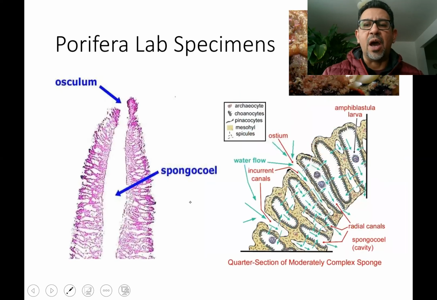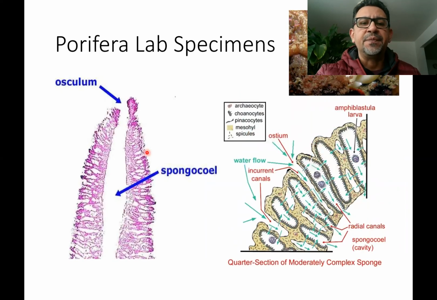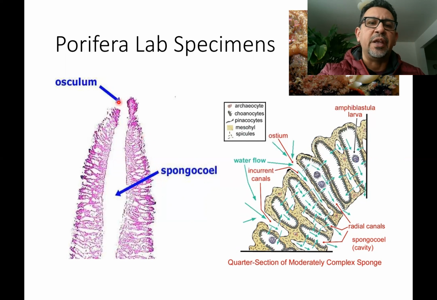In lab, one of the sponges you studied is this one known as Grantia. And Grantia shows the features about sponges we studied. For example, there is this larger opening where water is moving out. This is called the osculum. There is also a space inside of the sponge. This is where water is collecting before it goes out. This is known as the spongocele.